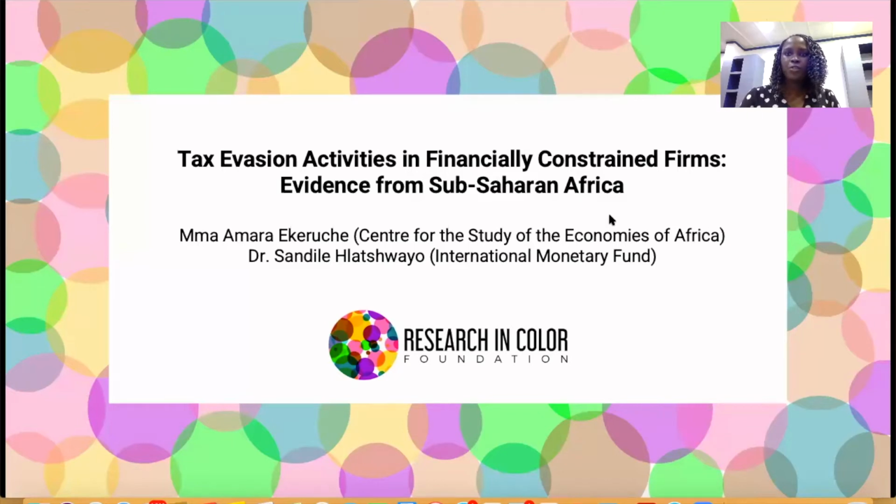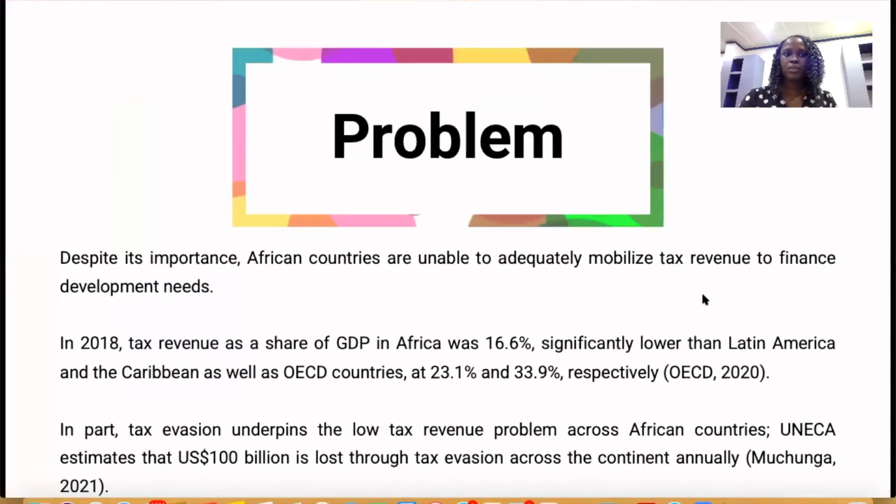This is an overview of my paper, Tax Evasion Activities in Financially Constrained Firms, Evidence from Sub-Saharan Africa. What problem does the paper seek to address?